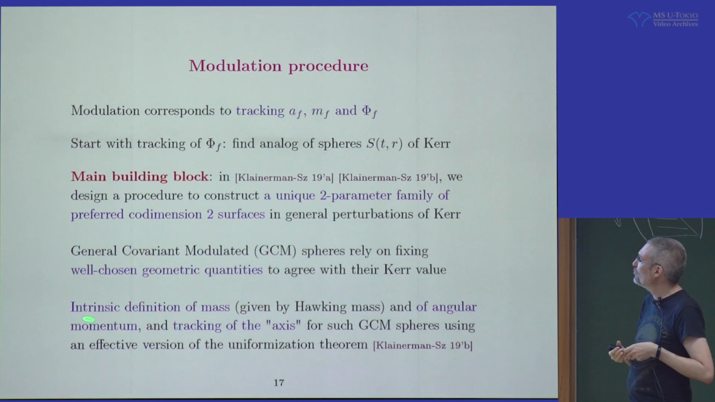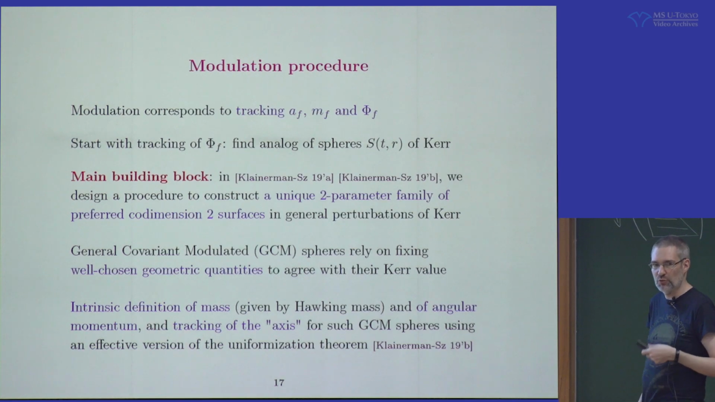So here, once these spheres are found, I want to be able, on each of these spheres, to define an intrinsic definition of mass and angular momentum. For the mass, it's easy because there is a very good definition in the literature called the Hawking mass. So this was not a difficulty. The difficulty comes with the angular momentum because there were many definitions in the literature, and it turns out that none of them were working for us.